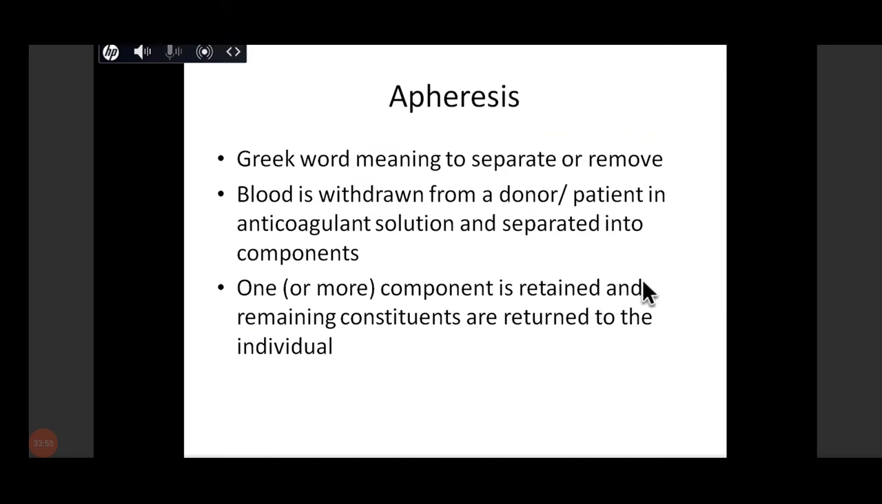A brief word about apheresis. It is to separate or remove a particular component of the blood from the donor, and the rest is moved back inside into the donor. So you separate out plasma or you separate out red cells. The rest of the components are then returned into the individual. You do not bleed the whole blood, but rather one component, and the rest is returned to the individual.